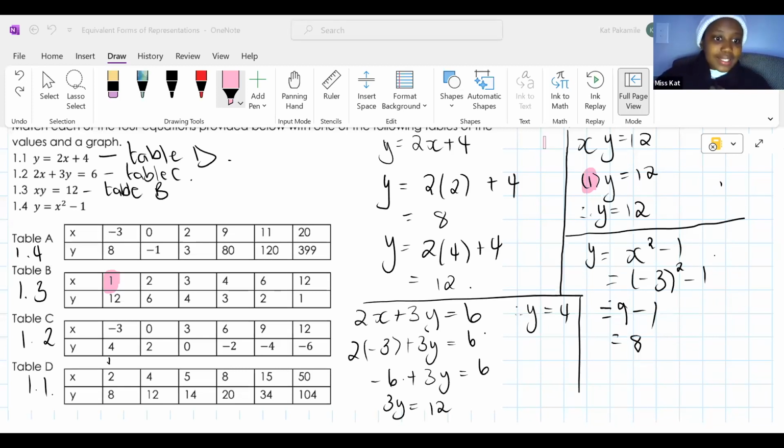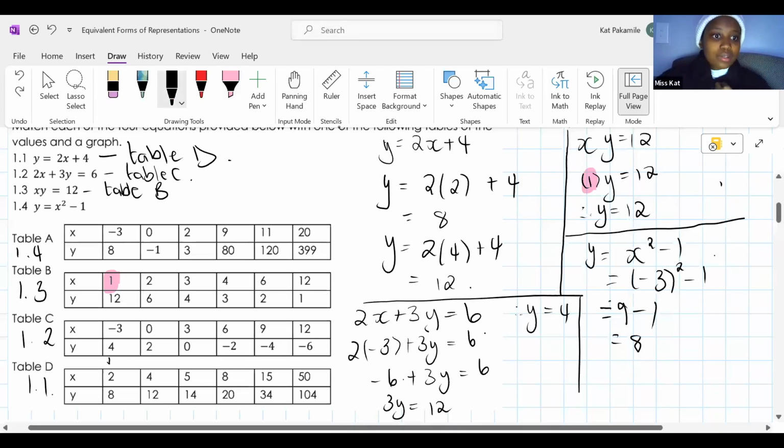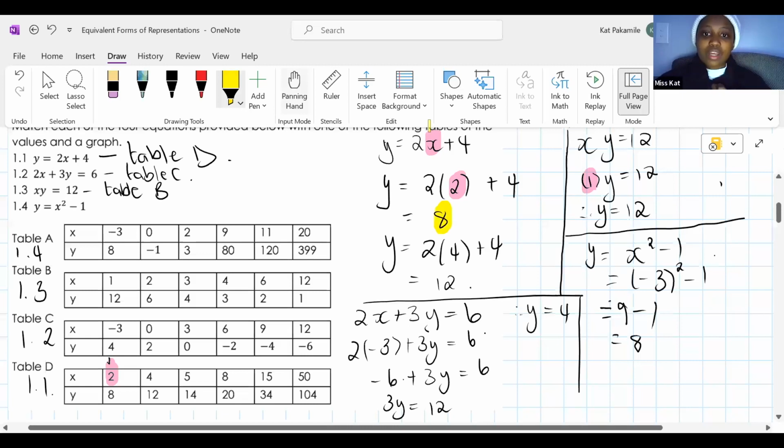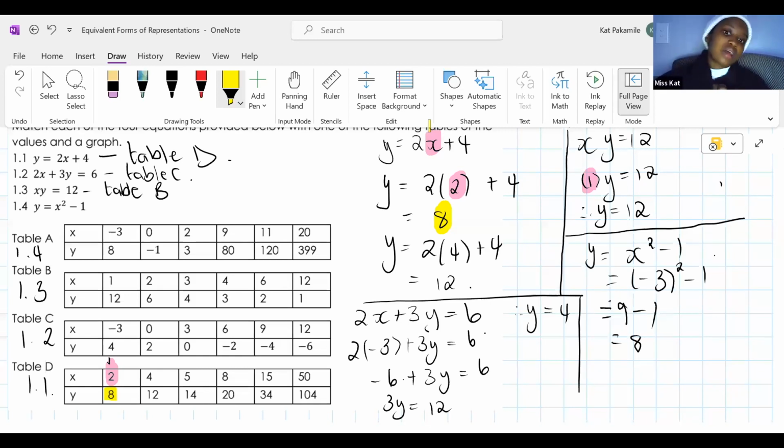Someone say, please explain D. Okay, D was equation 1.1. It said y is equal to 2x plus 4. We chose an input of 2. Wherever you see an x, we plugged in 2, and our answer was 8, because 2x means 2 times 2, which is 4, plus 4 equals 8. And 8 is indeed the output we were looking for, which is why we matched the table.